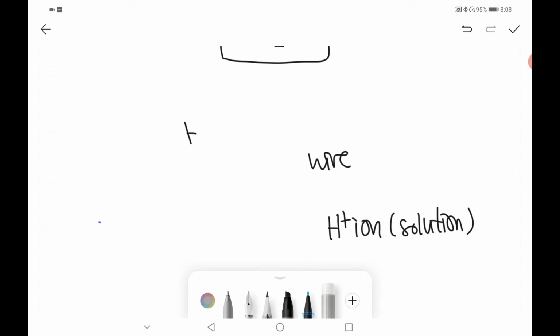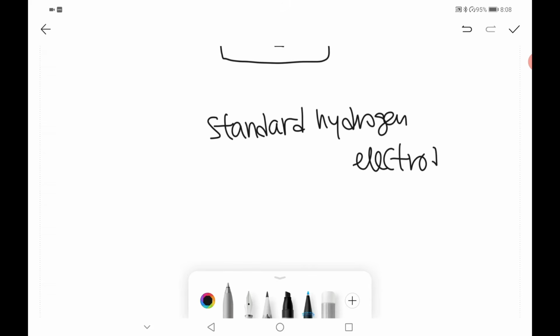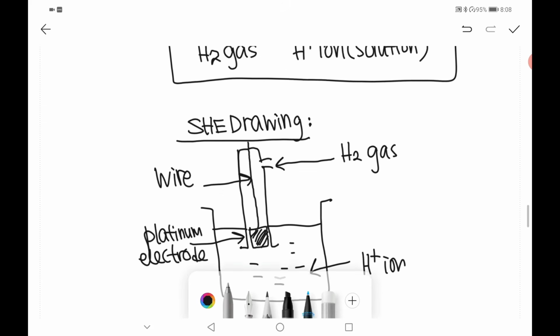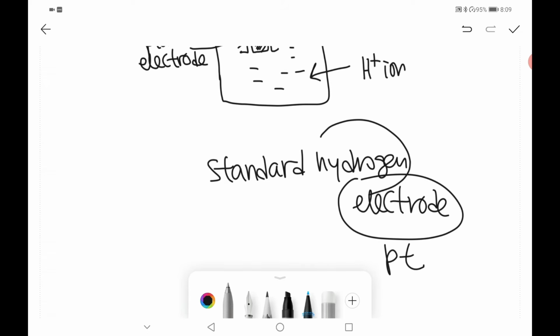Okay, so now we already know that. Standard hydrogen electrode. What we know so far: the standard hydrogen electrode is a special type of electrode. For the electrode, we use platinum. Hydrogen appears in two forms, hydrogen gas and hydrogen ion. So we already know this.